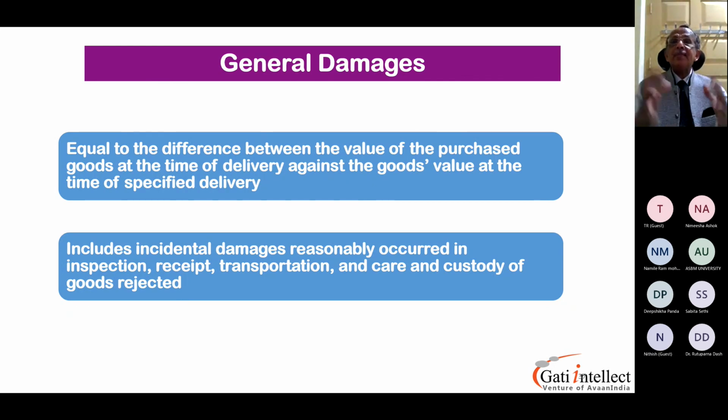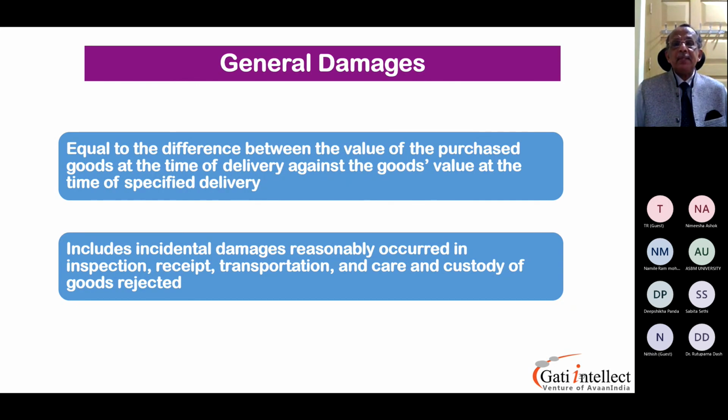So there can be a difference in the value of the purchased goods at the time of ordering as well as at the time of delivery. Again, all this depends on how you put it in the original contract. How the wording is in the original contract, that is what the name of the game is.